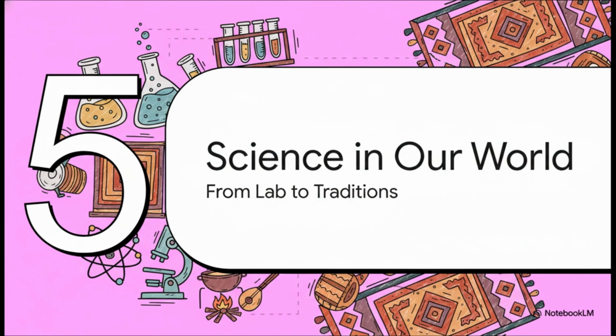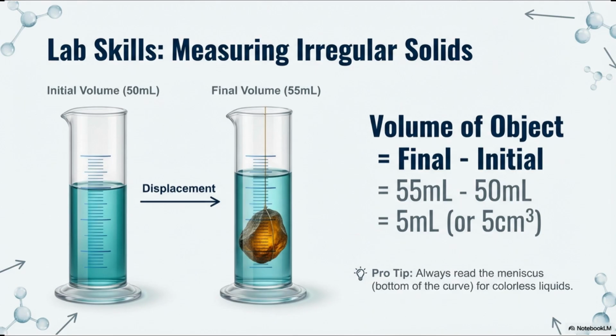Let's connect all these scientific principles to the real world, from a modern science lab all the way back to ancient traditions. So, in a lab, if you have a weirdly shaped object like a stone and you need to find its volume, you can use a super clever trick called water displacement. You just measure the water level, drop the object in, and then measure the new water level. That difference? That's the volume of your object. It's a simple but really powerful technique.